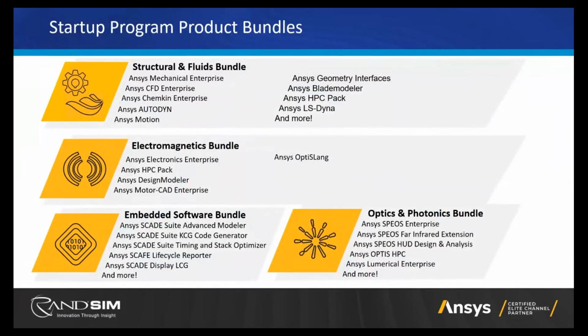The startup program equips the startup ecosystem with access to the Ansys broad portfolio of simulation solutions, bundled and affordably priced to help early-stage startups grow their business while significantly reducing physical prototype tests. Eligible startups get access to technical support, the opportunity to engage in a mutually beneficial marketing opportunity, and the following product bundles spanning many areas of physics: the structural and fluids bundle, the electromagnetic bundle, the embedded software bundle, and the optics and photonics bundle.